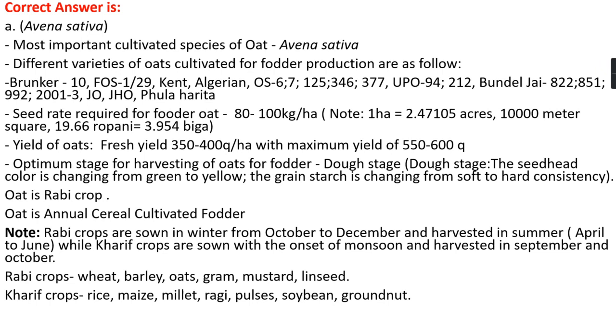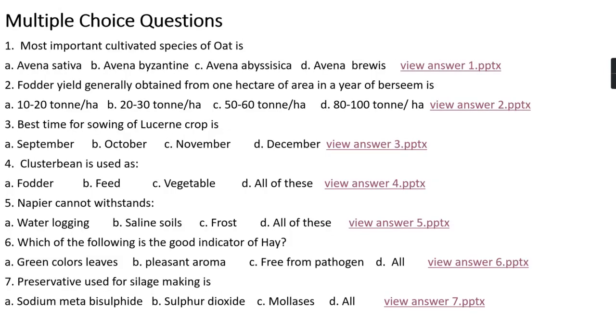The rabi crops are those crops which are sown in winter, that is in the month of October to December, and harvested in summer, that is in the month of April to June, while kharif crops are those crops which are sown with the onset of monsoon and harvested in the month of September and October. Examples of rabi crops include wheat, barley, oat, gram, mustard, linseed, and kharif crops include rice, maize, millet, ragi, pulses, soybean, groundnut. Oat is also an annual cereal cultivated fodder.